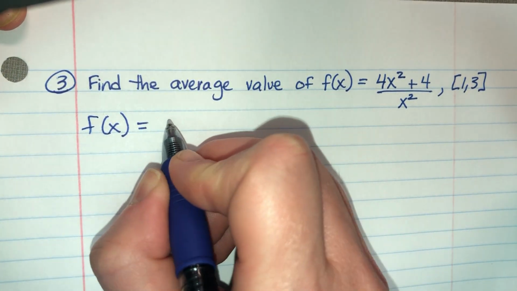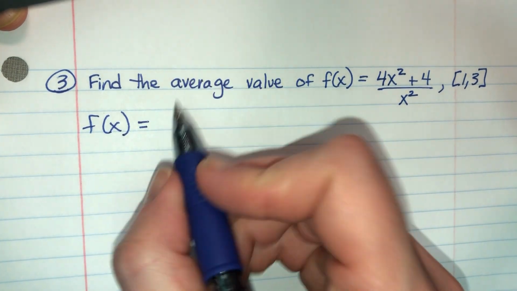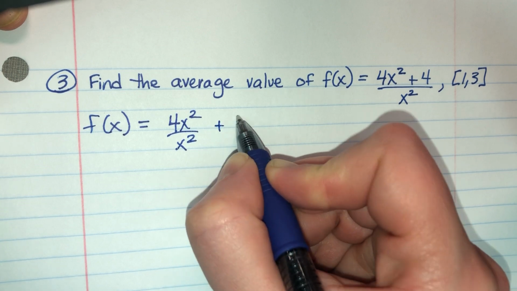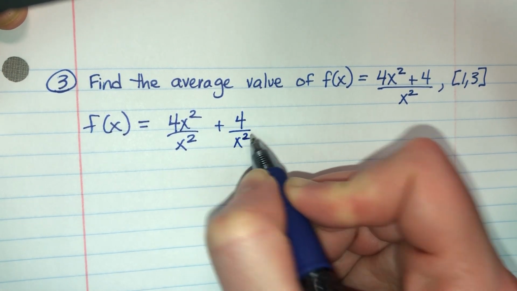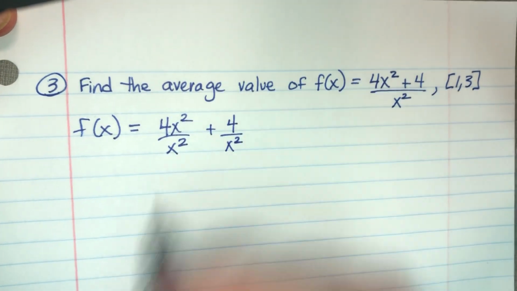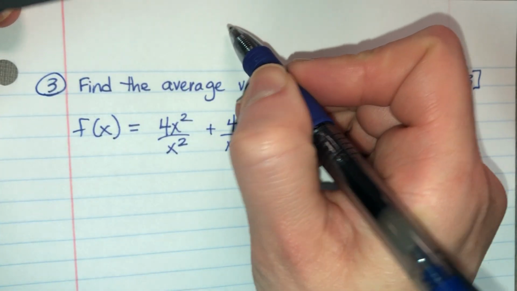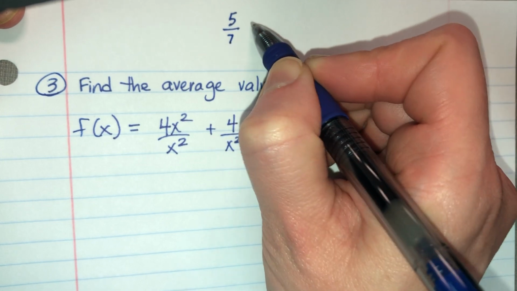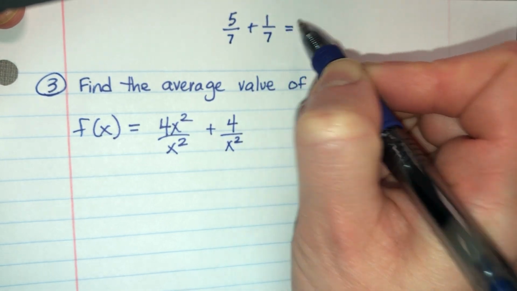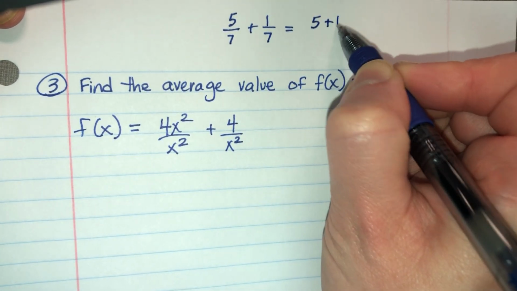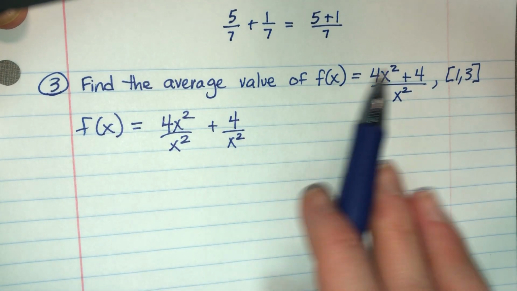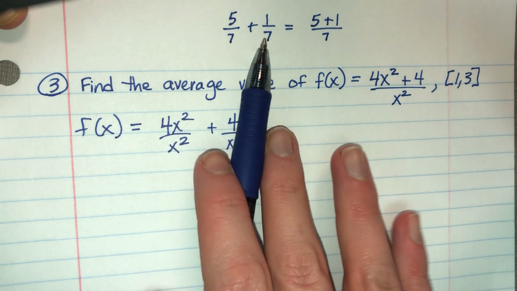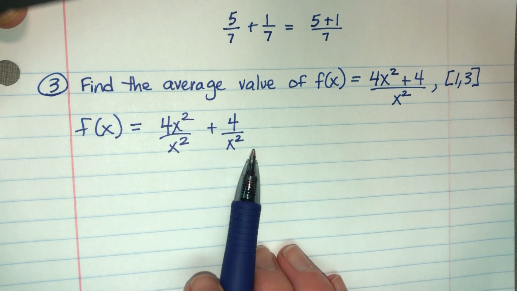F of x we could write as two separate fractions, 4x squared over x squared plus 4 over x squared. Kind of like if I was going to take 5/7 and add it to 1/7, I could put those together by going 5 plus 1 over 7. Well, this is like the way I started, and I'm splitting it up into two separate fractions with that same common denominator.